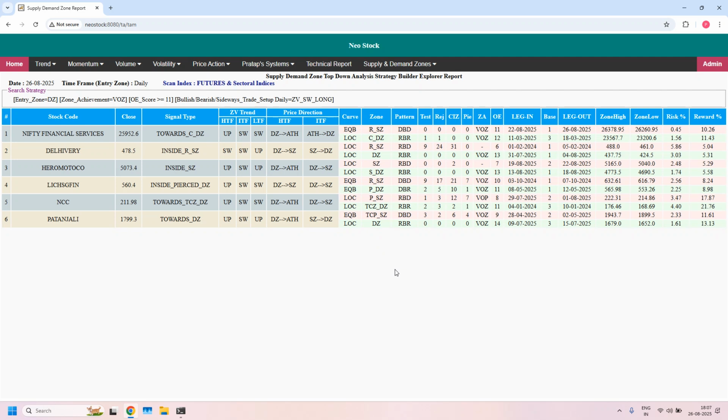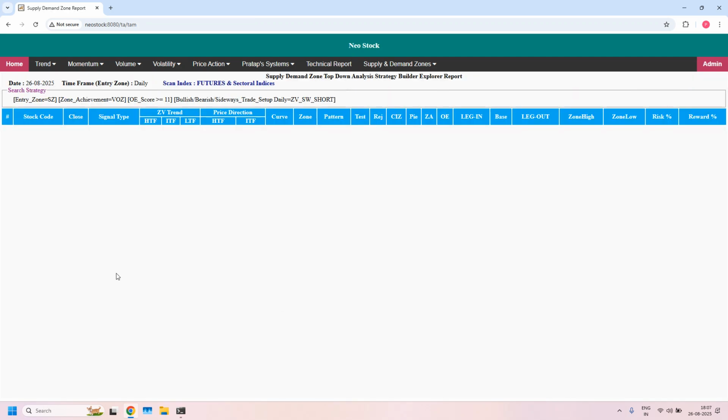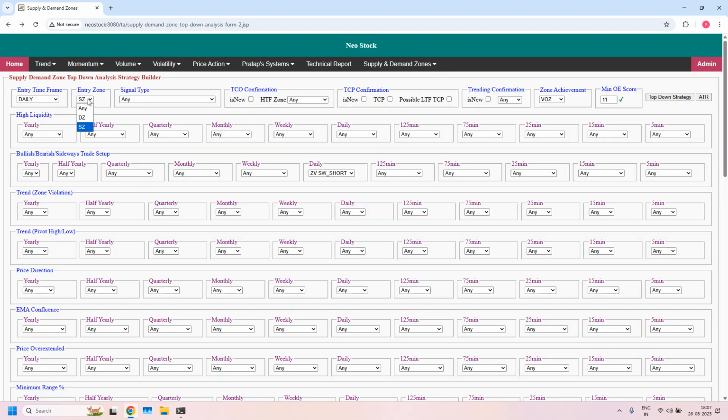Okay, next sideways short trade setup. Daily supply zone and here sideways short. We don't have any stocks. Next, bullish trade setup for monthly income trade. Entry time frame and zones are daily demand zone and here bullish, and minimum odd enhanced score should be 12. Let's filter.